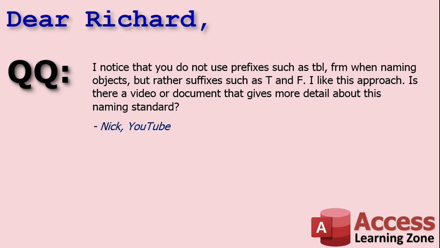F for form, R for report, and I never use macros, so I don't use M, and modules I just call them whatever, because the name is meaningless. So that's why I started doing that. And then, of course, over the years, I started reading other Access books, and developers will usually use tbl for table, tblCustomer, qry for query.